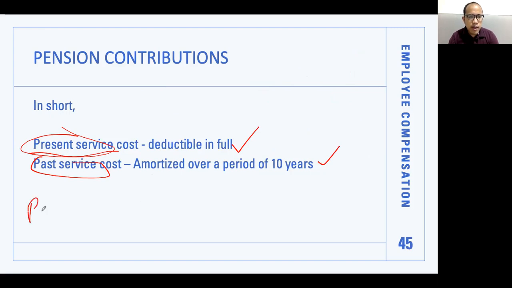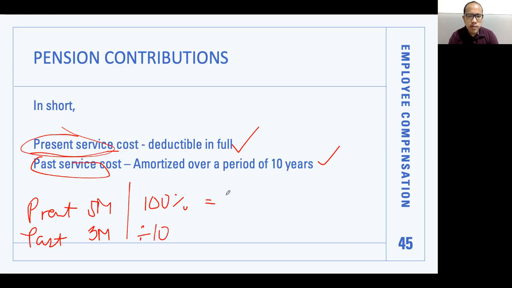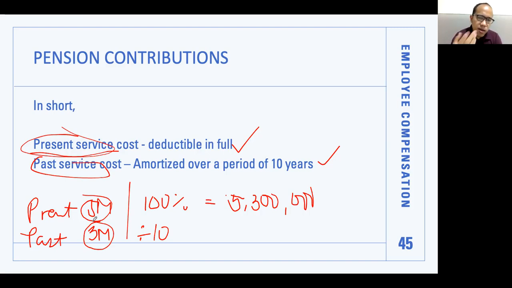Okay. As example, kunyari present, nag-contribute siya ng 5 million. For past service cost, nag-contribute siya ng, let's see, 3 million. So ang mangyayari, magkano yung allowed deductions? Ang allowed deductions niya will be 100% of this one kasi present siya, service cost. And this one should be divided over 10. So ang answer natin will be 5 million, 300,000. 5 million ito, tas over 10 ito. Kaya 5,300,000.